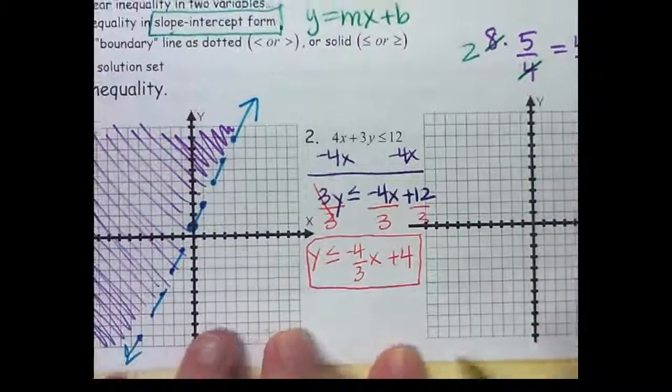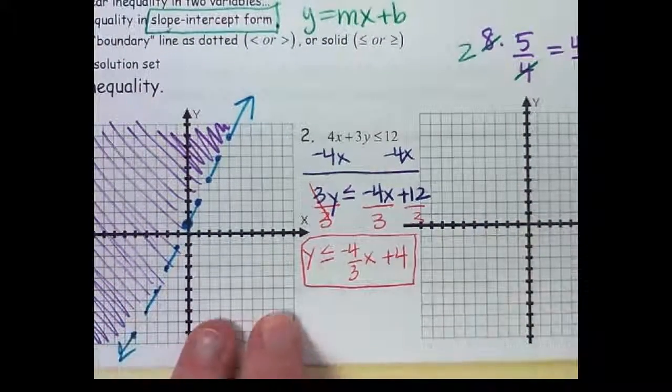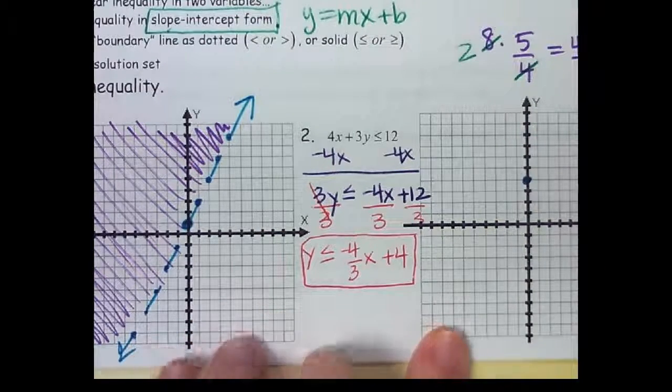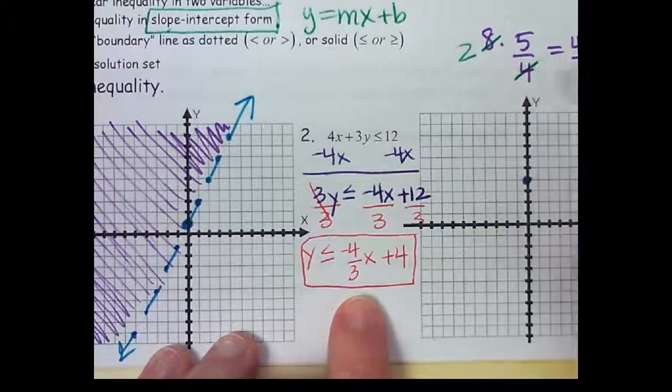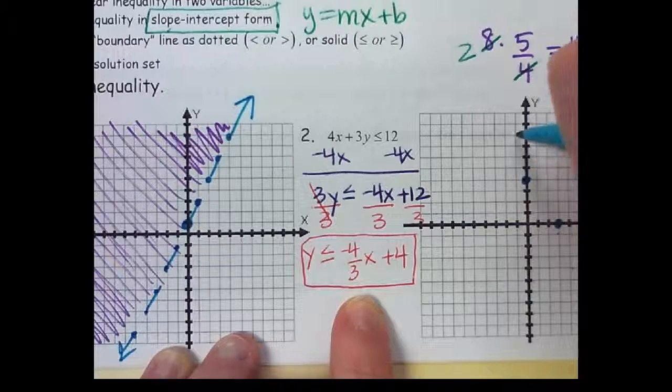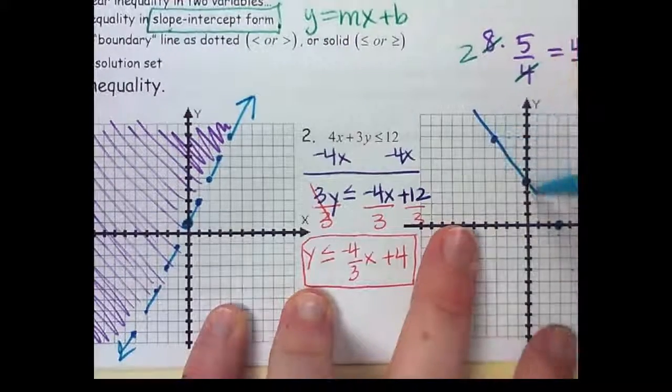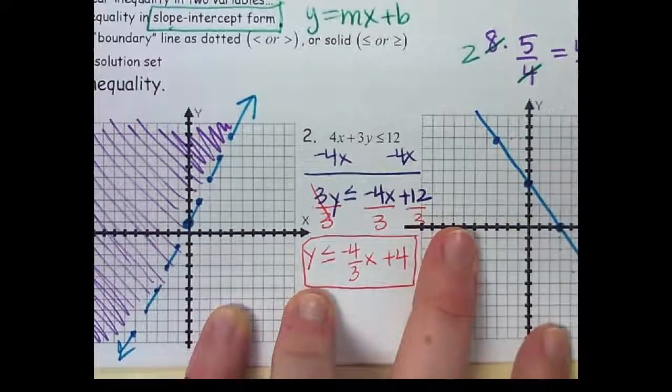So we start where? Positive 4. And our slope is negative 4 over 3. So down 4, right 3. Is it dashed or solid? Solid because of the equal sign. So it gets a full line.